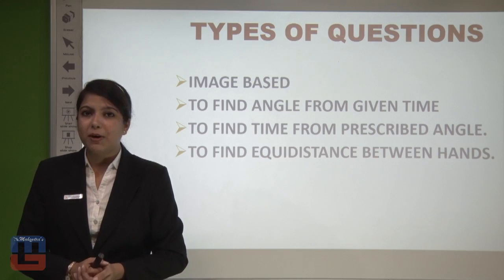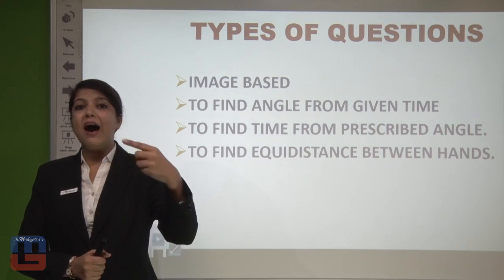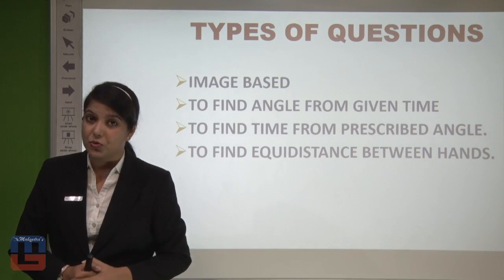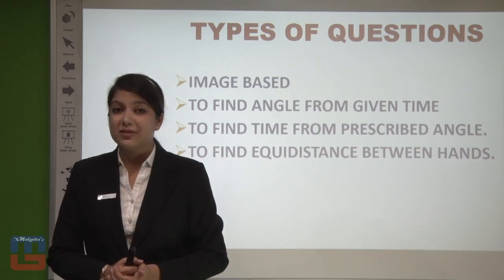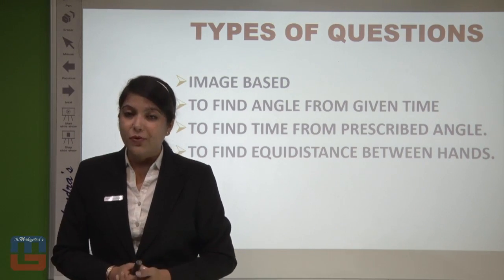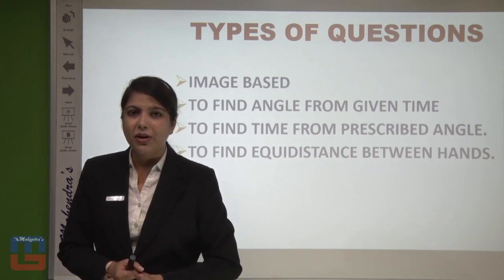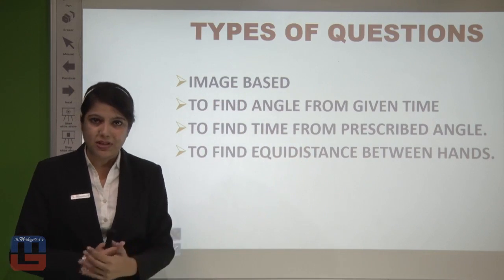The fourth part is to find the equidistance between the hands. That means the hour hand and minute hand at equal distance, considering the seconds hand also. We will see all these four types of questions and discuss all the short tricks in our two sessions combined for clock. Today we are going to discuss two types: image based and time-to-angle based.